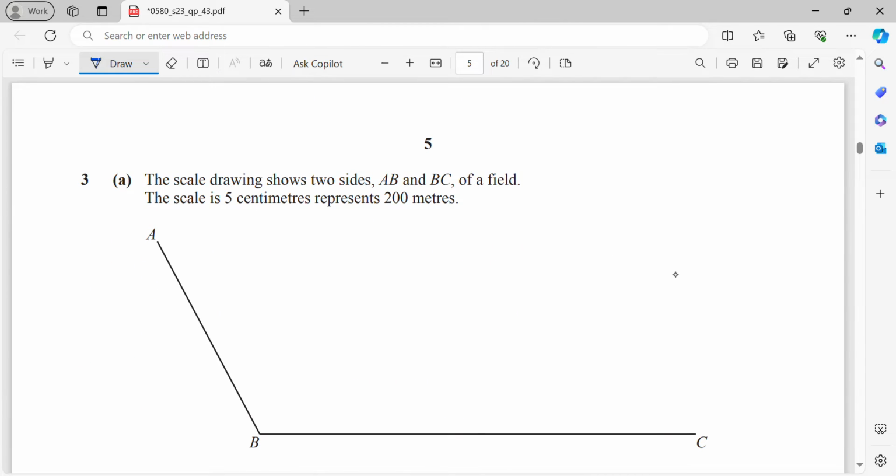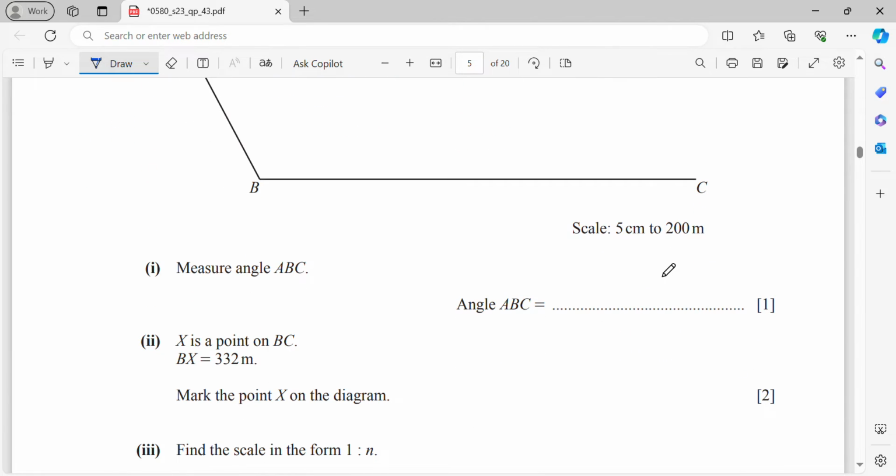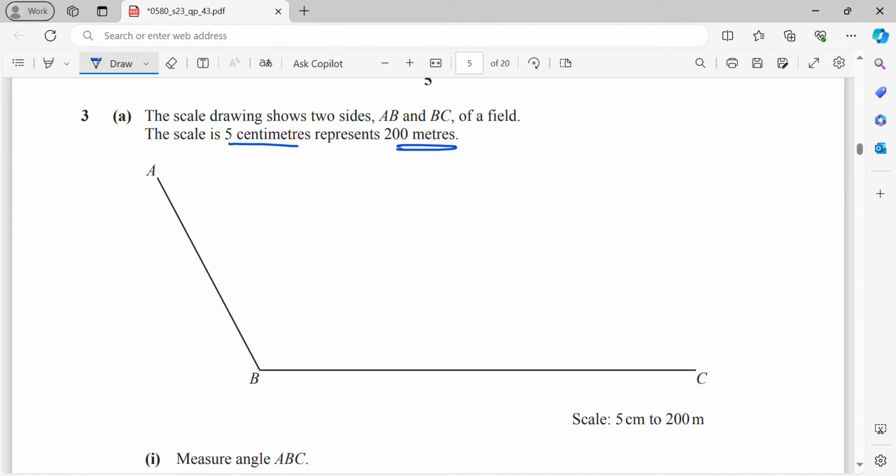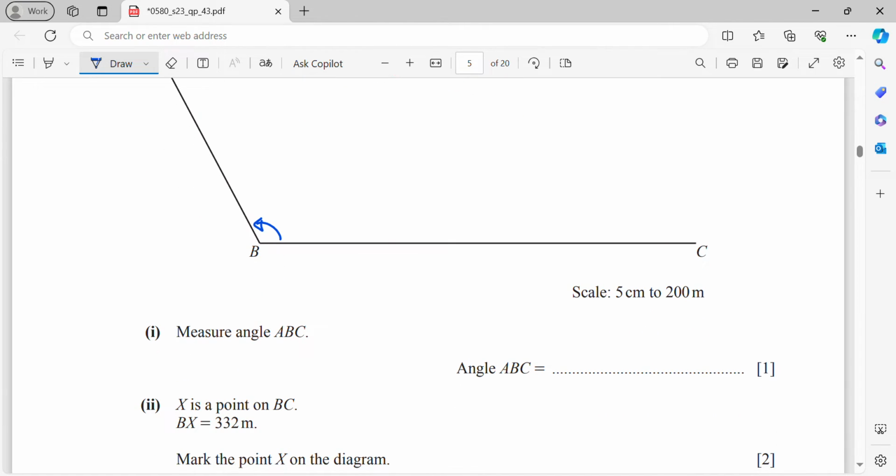So for question number 3, the scale drawing shows two sides AB and BC of a field. The scale is 5 centimeters represents 200 meters. Measure angle ABC. Okay, so you use a protractor and measure. This will be 118.